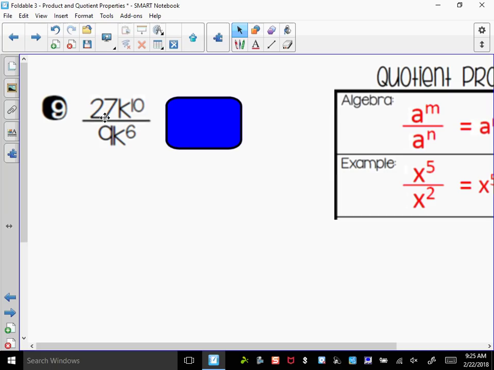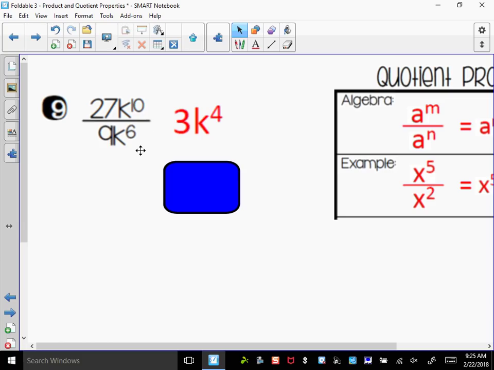Now, what happens if you put a number in front of those variables? Then all you have to do is treat them just like you would any ordinary fraction. You would reduce it just like you would normally do. So 27 divided by 9 is what? 3. And then when you subtract your k's, you get 4. So these numbers here, you do treat them just like you normally would.